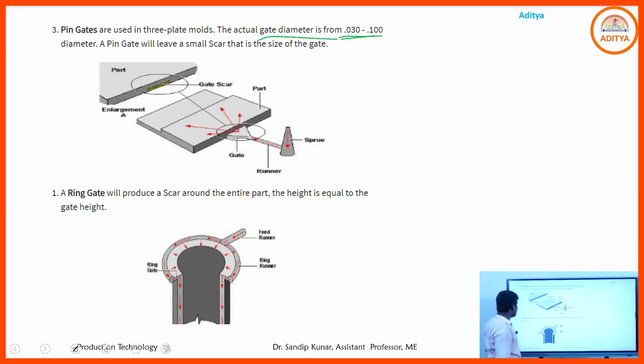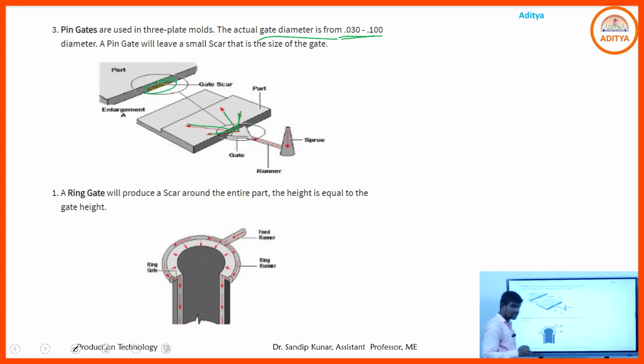In those cases the shape of the gate is like a pin, and through that pin type gate the liquid metal will flow to that particular mold cavity. That type of gate scar will be created.